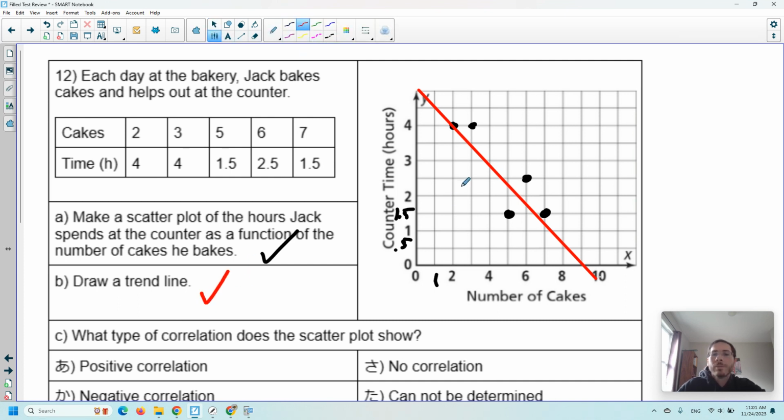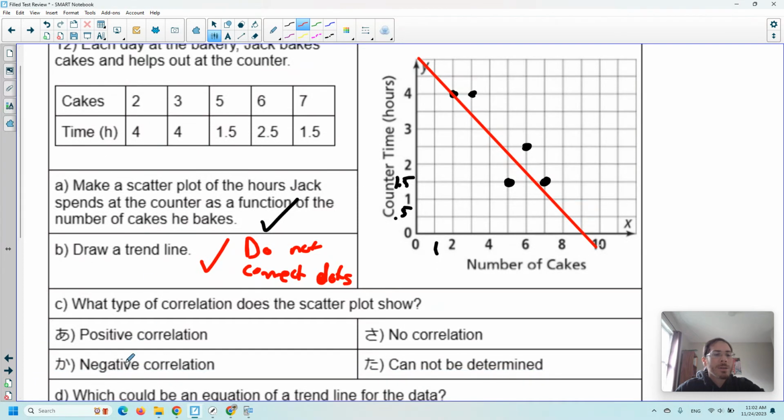So that looks like a trend line. Remember, do not connect the dots. That's basically the easiest way to lose points. You want a trend line, you want one straight line. It could be up, could be down, but in this case it looks like we're going down, and that's the answer to part C. So we have a negative correlation. We can see we're headed downwards. It says as he makes more cakes, he spends less time at the counter. And logically, that kind of makes sense.